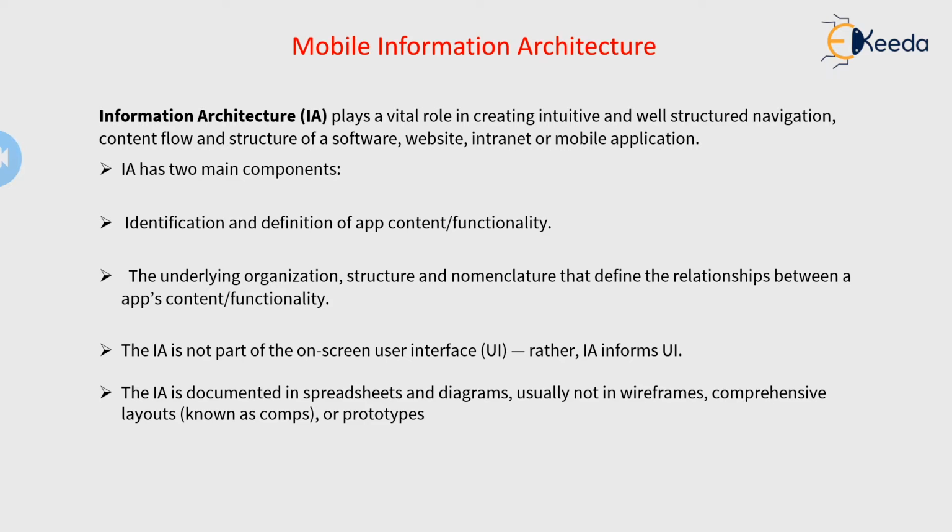So one is identification and definition of app content and functionality, and second is the underlying organization structure and nomenclature that defines the relationship between the app content and the functionality. So remember that functionality is about how it functions, how it behaves. Structure is how it has been defined, how it has evolved.